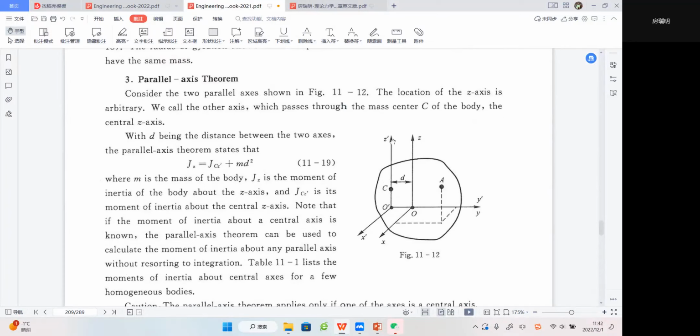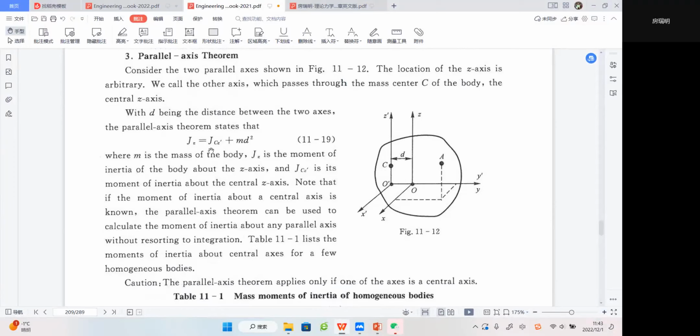So we have two z axes, one z prime, another is z. They have the same orientation. That means z prime is parallel to z. So the parallel axis theorem tells us that if these two parallel axes, z prime and z, have a distance d, then we have a very important relationship between Jz and Jz prime.